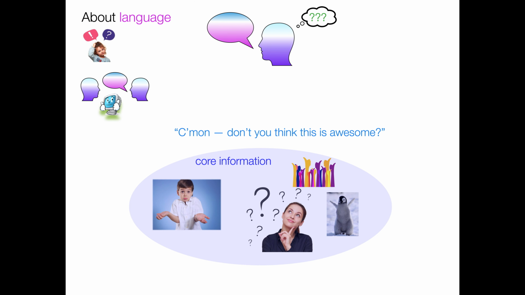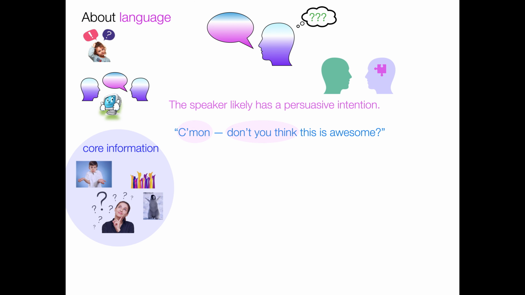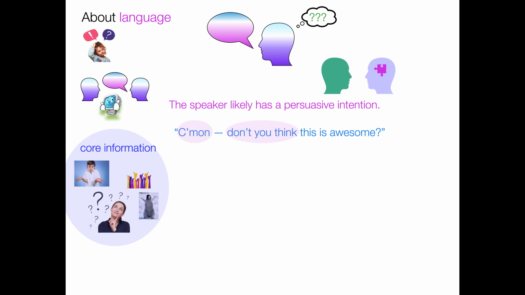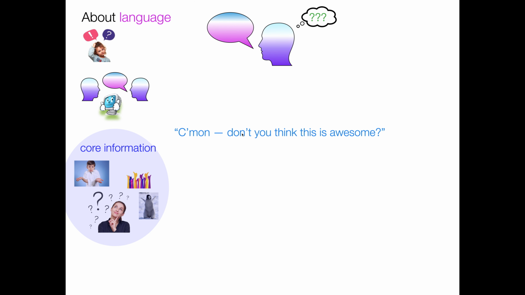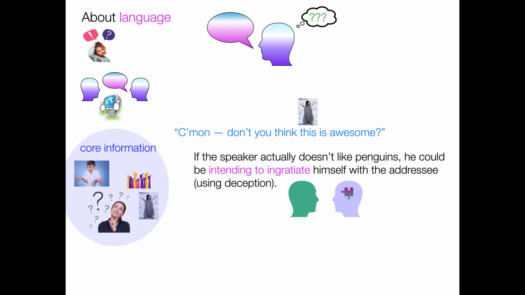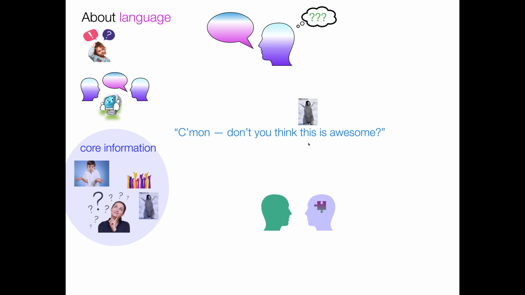So this is what I might think of as core meaning, information that's communicated by this utterance. But there's also more subtle information that's communicated here. So for example, the speaker likely has a persuasive intention, like come on, and don't you think, are certain turns of phrase that often indicate an intention to persuade. And if the speaker, for example, actually doesn't like penguins for some reason, he could be intending, say, to ingratiate himself with the addressee by saying this, using deception. He's intending to deceive. That could be an intention that underlies this utterance.